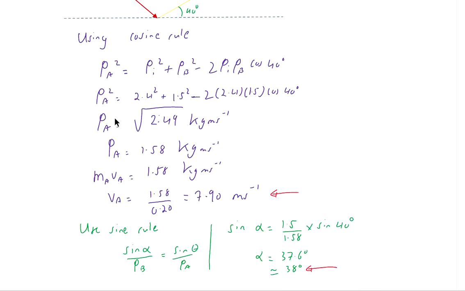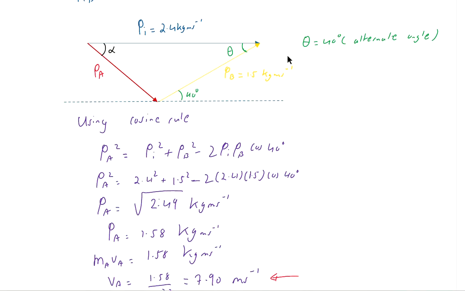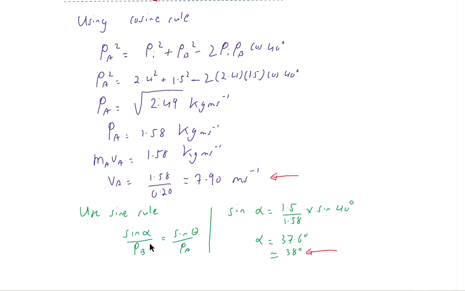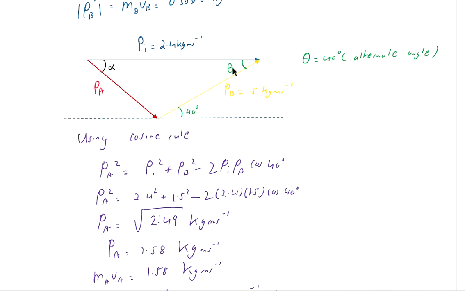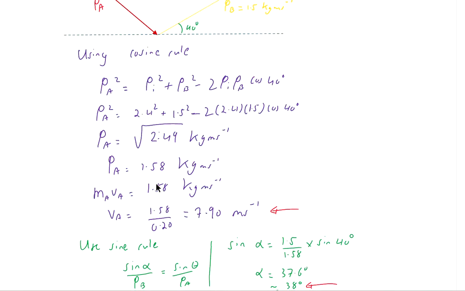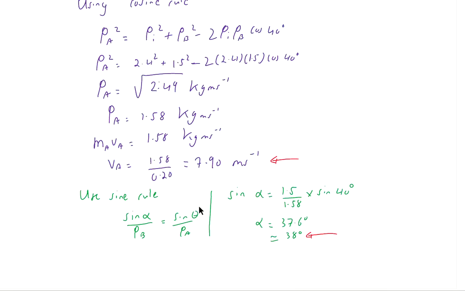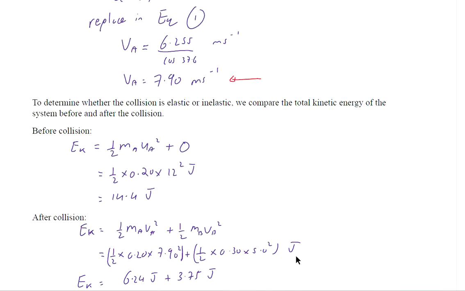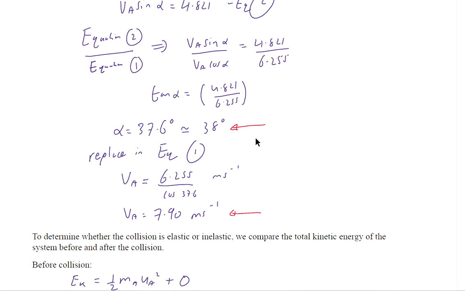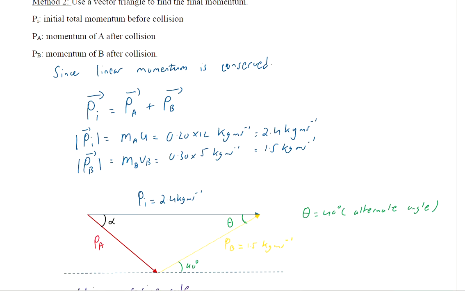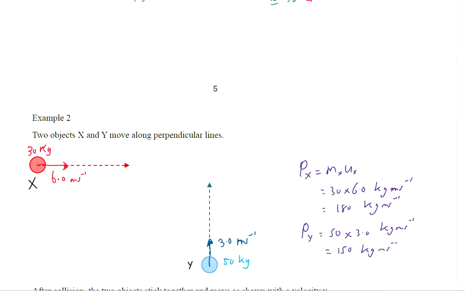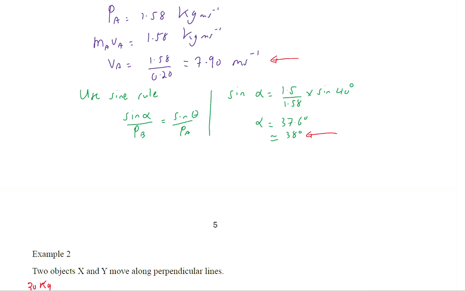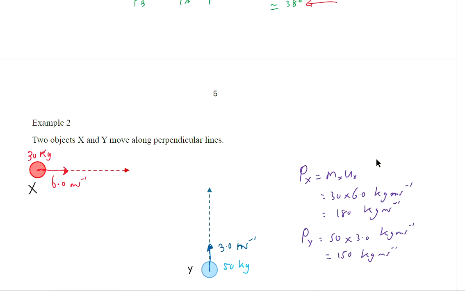Now, to find angle alpha, you can use the sine rule. Sine alpha over the opposite side, which is going to be PB, is going to be equal to sine theta. We know theta is 40 degrees over PA. We have calculated PA. So you can substitute the values here, and I'm going to get 37.6 degrees, 38 degrees, which is exactly what we got here. So you have two methods to help you go along these problems. Another example now.